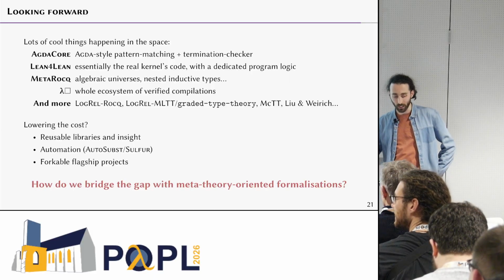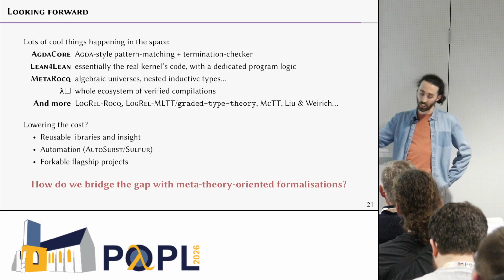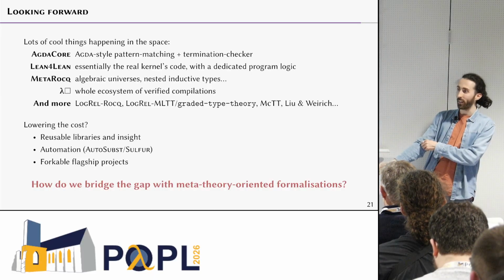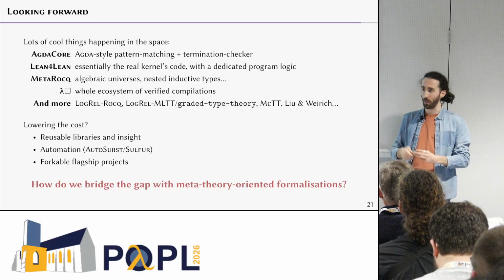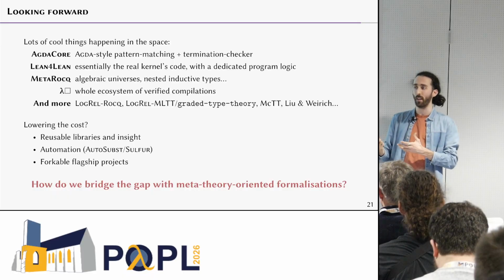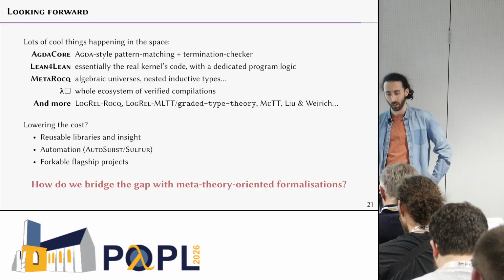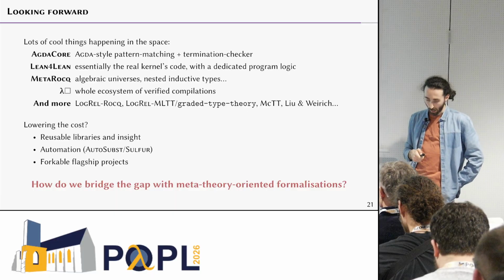And maybe the one thing that's still a big question to me is how we bridge this gap between the more meta-theory-oriented formalizations. There's also a lot of things happening in that space, and for now the tools and even the definitions are not quite the same, especially around this question of representation independence and characterizing things with universal properties. There's a gap here that we'll need to look at, but quite an interesting one, I believe.